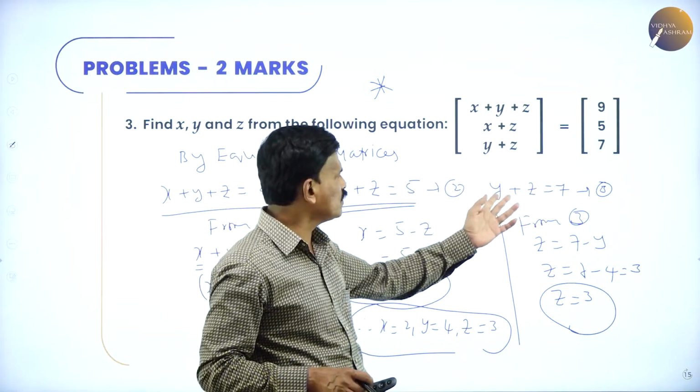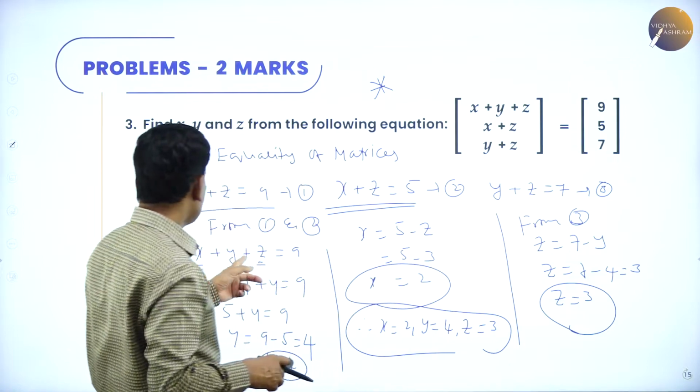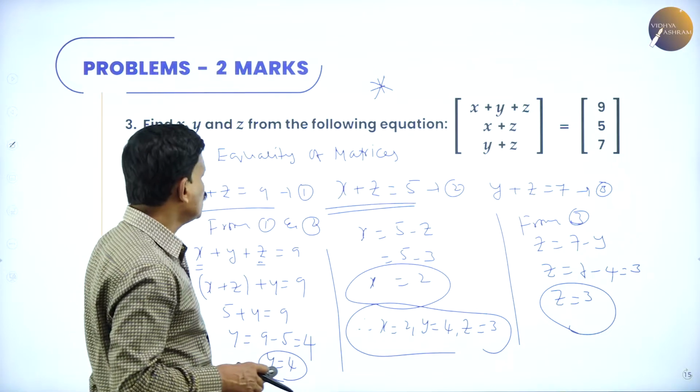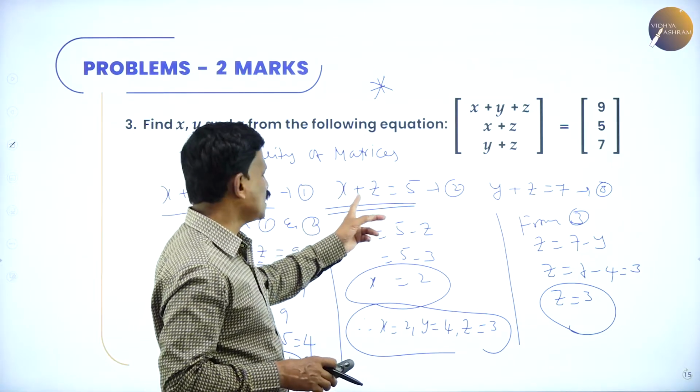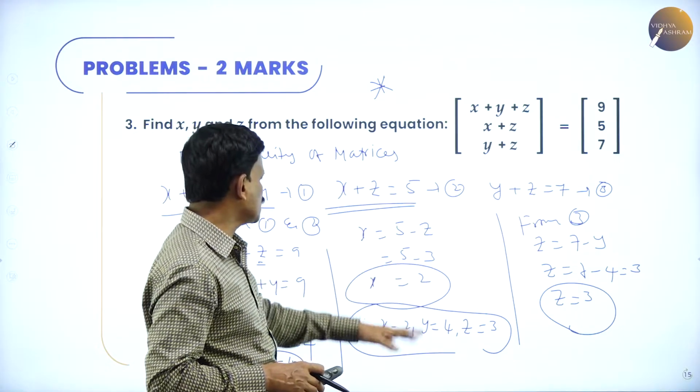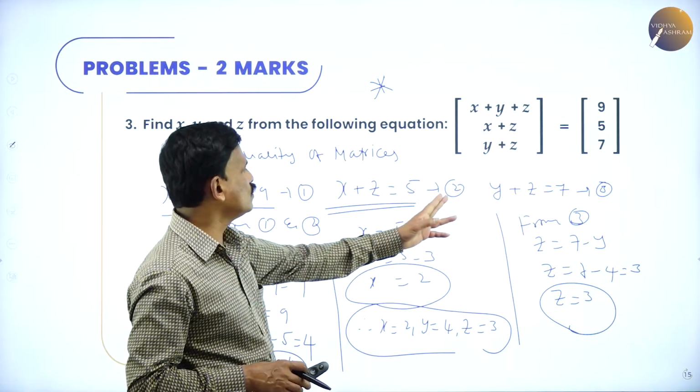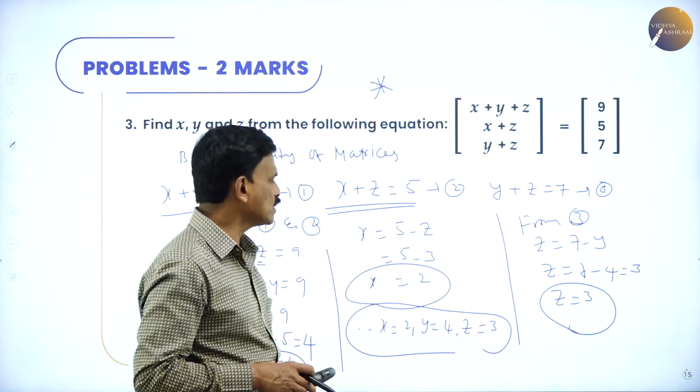If you want, you can straight away substitute y plus z is 7 here. Y plus z is 7. So, x is equal to 9 minus 7, which is 2. X is equal to 2. Again, if you substitute the x value, z is equal to 5 minus x, which is 3, you will get. And y is equal to 7 minus z, you will get it as 4.